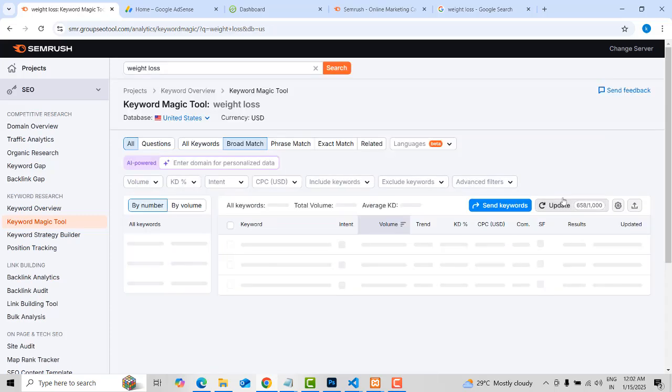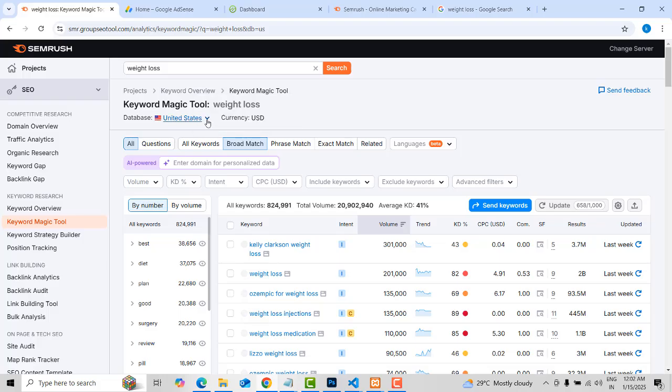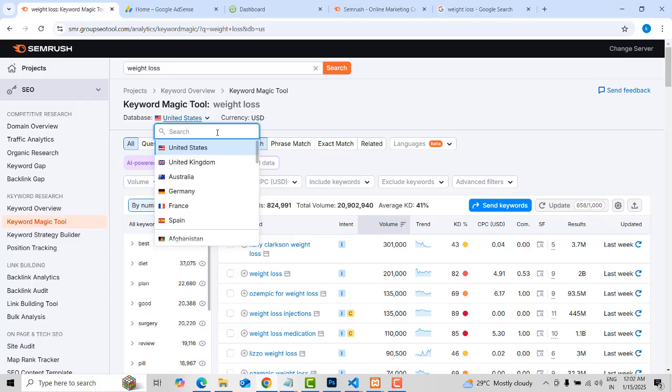You can search on a US base. I have targeted the country which is US. You will be able to target whatever country you need, whichever country you want to get more audience from. I want to target the audience from US. If you want to change the country, you can. You can go with the United Kingdom, Australia, Germany, India, whatever country you need.